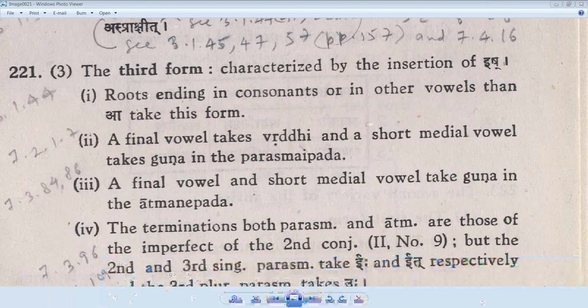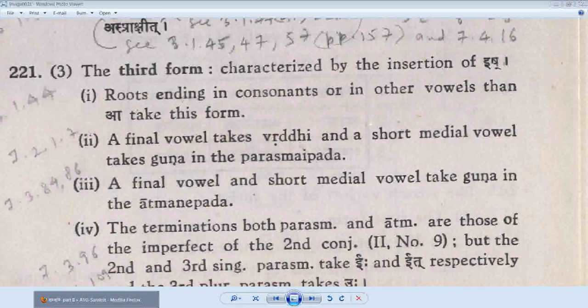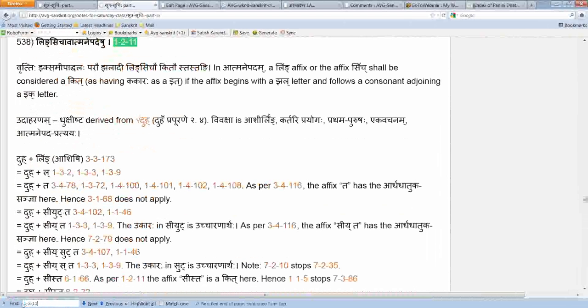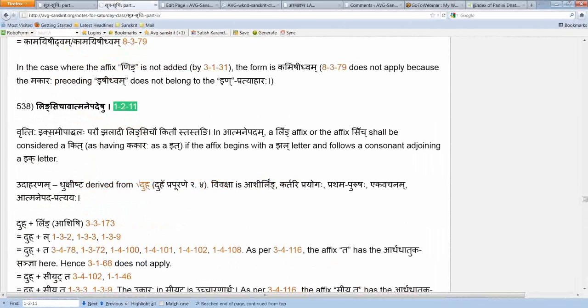Okay, let's quickly look at our sutra suchi. This we have done. We did this sutra when we were talking about the ashirling itself, but we can look at it again now. It says ling sichavatmane padeshu ik samipadhalaf parau. So you should have an ik followed by a hal. Then you should have jhaladi ling sichau, kitau, if followed by atmanepadam. The ling pratyaya or the sich pratyaya, but it should be jhaladi. Right now we don't have that.